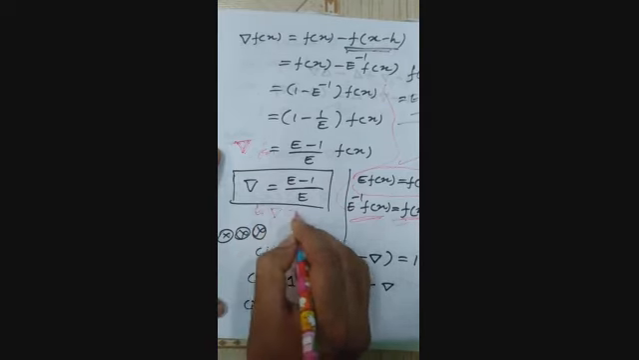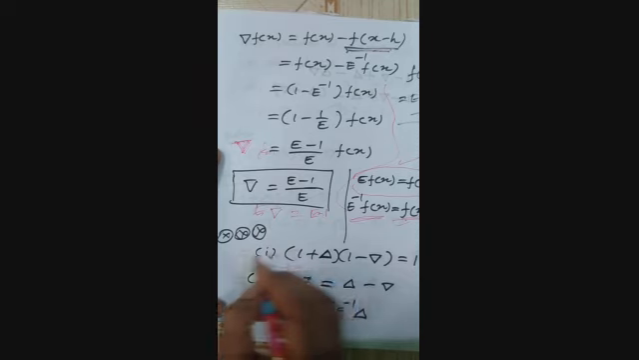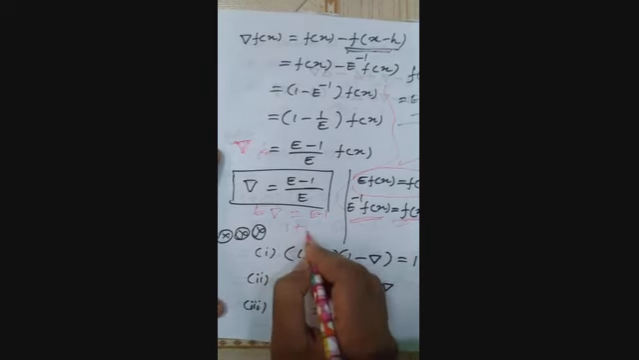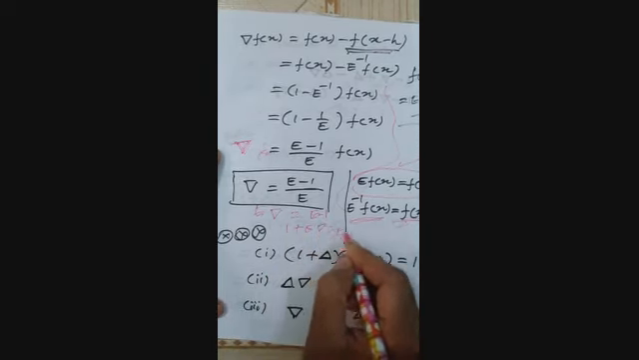That is E del equal to E minus 1, 1 plus E del equal to E.